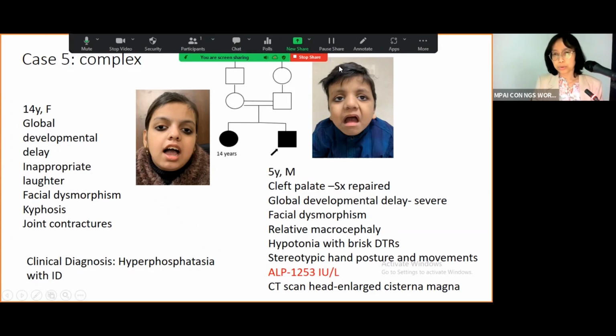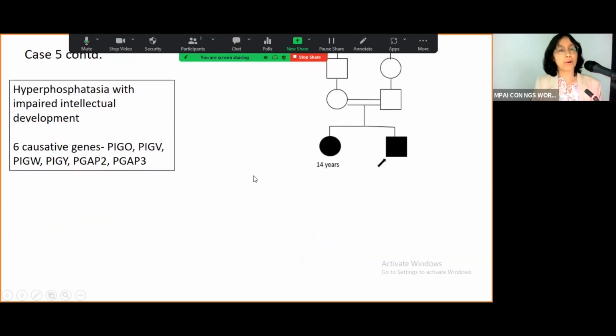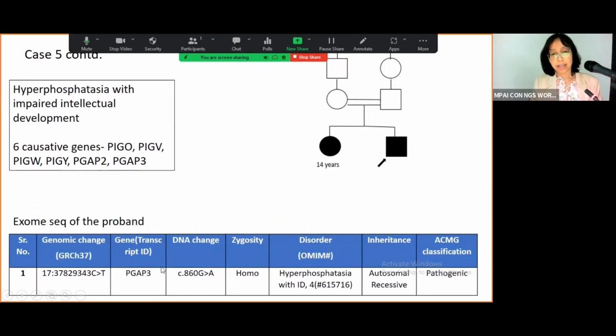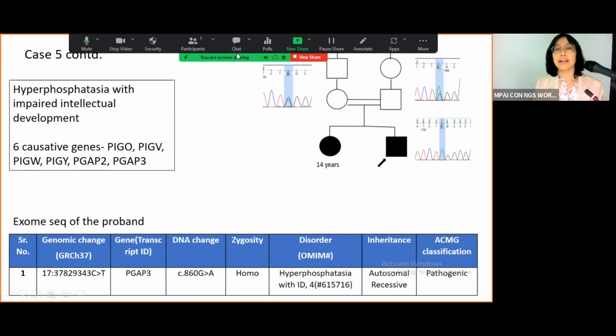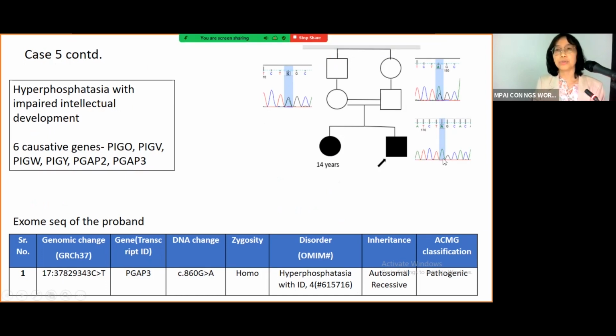So we decided to do exome sequencing of this particular boy. It had 6 genes, and this was the homozygous variant identified in one of the genes for hyperphosphatasia with intellectual disability syndrome. And we wanted to prove that the sister also had the same variant. So we did a targeted Sanger of the variant. The parents were heterozygous for the same variant. This was the proband with homozygous variation G2A, but the sister did not have the variation. This was a wild type G here.